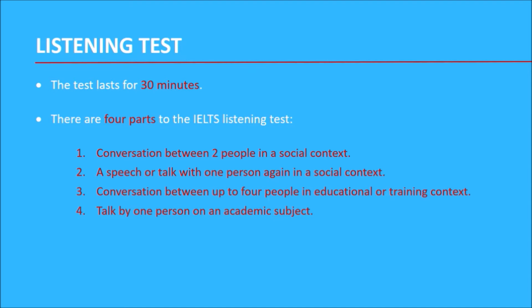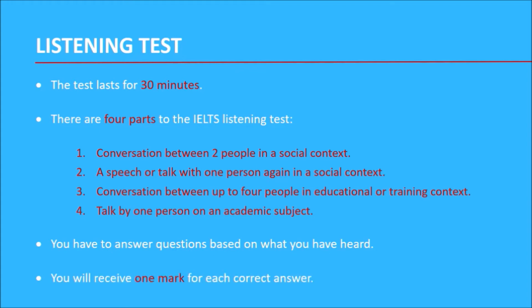There are 4 parts to the IELTS listening test. First is a conversation between 2 people in a social context. Second is a speech or talk with one person, again in a social context. The third is a conversation between up to 4 people in educational or training context. And fourth is a talk by one person on an academic subject. You have to answer questions based on what you have heard, and you will receive 1 mark for each correct answer.